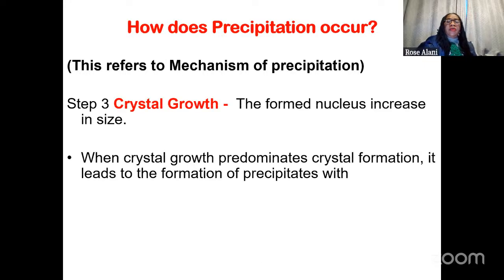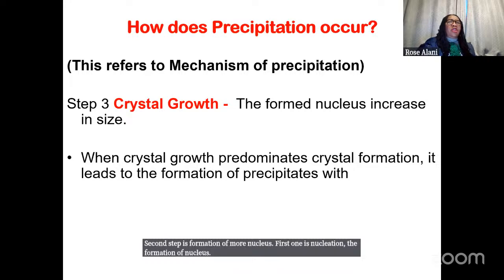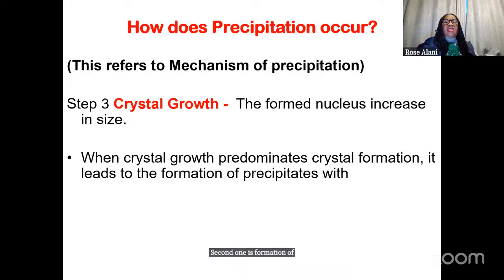Number 3 is crystal growth. The first one is nucleation, formation of nucleus. The second step is formation of several more nuclei. The third one is crystal growth. The formed nucleus increase in size, just like the picture I showed you of the babies.